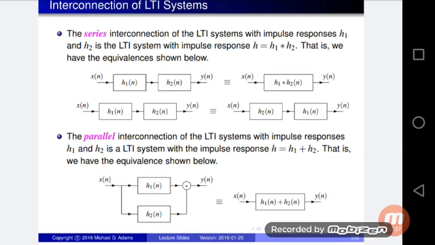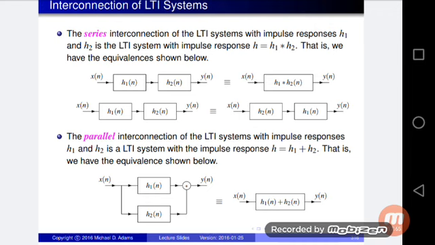Already we are observing that h1 * h2 of n equals h2 * h1 of n. That means that the order can be interchanged between the input and output values.